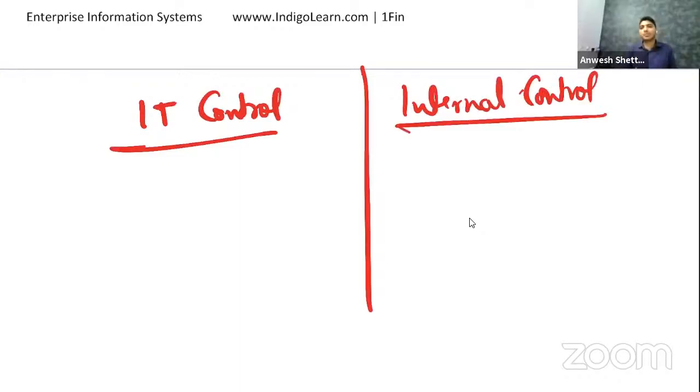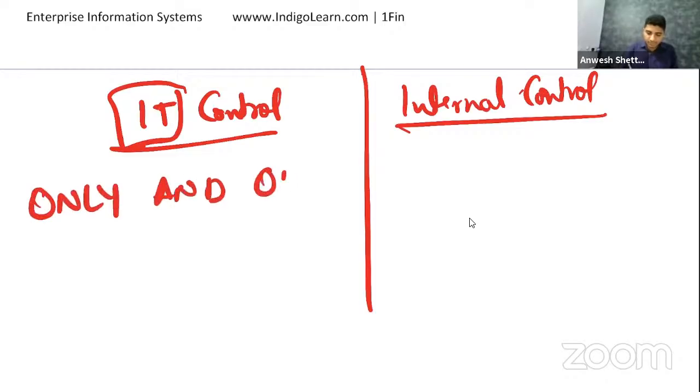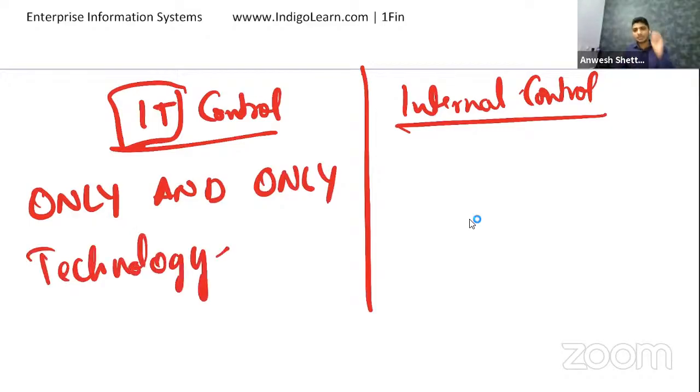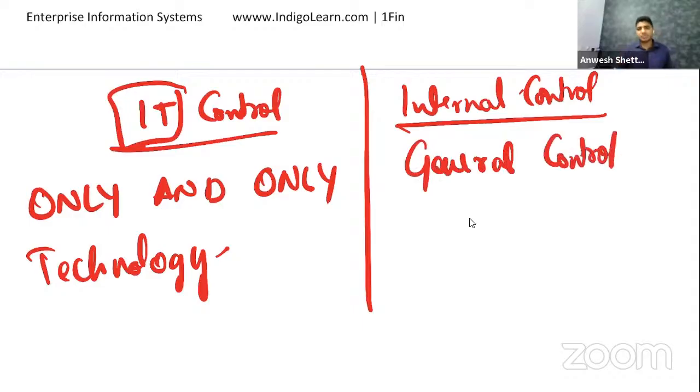When I say IT, what is the full form of IT? IT full form is information technology. So here, only and only about technology we are talking. But when I talk about internal control, I am not only talking about technology. I am talking about general control in general. For example, I give one statement and I want you to tell me if it is IT control or if it is internal control.